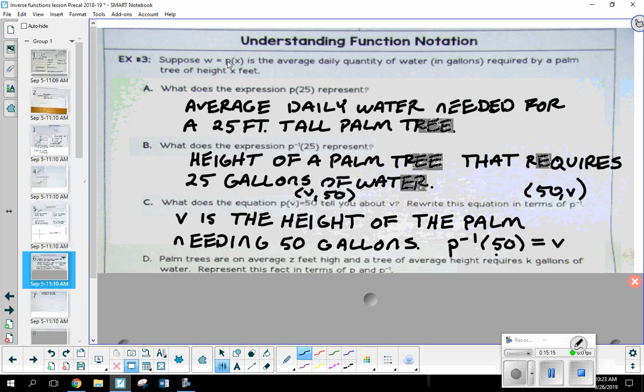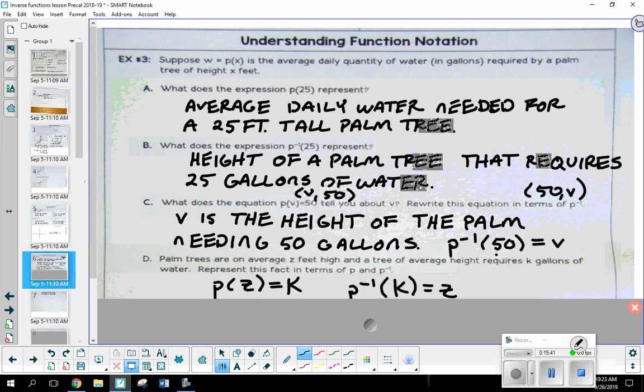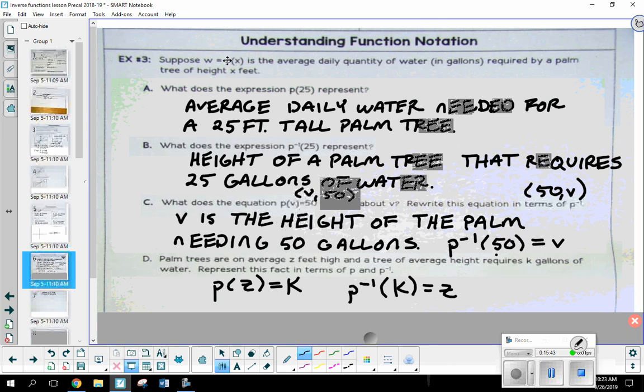So what would the statement for the inverse be? Okay, so Andrew. P of K is equal to Z. Now remember, P is your original function, so P inverse of K should equal Z. There we go. Okay, we got it.